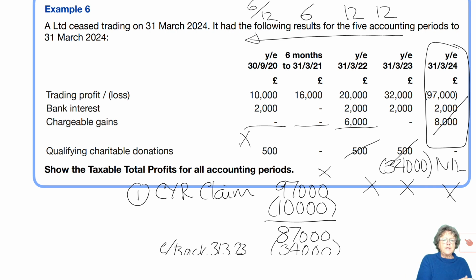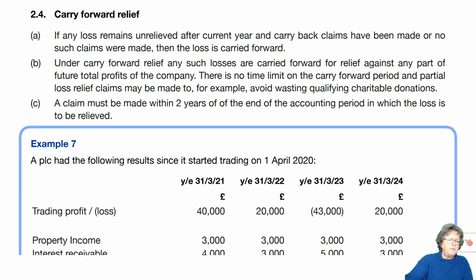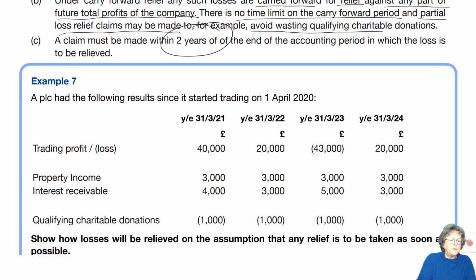So that's how it works. Carry it back 36 months, last in, first out. And now we have carried forward. If any loss remains unrelieved after a current year or a carry back claim, then the loss is carried forward. It's the default position if you do nothing, obviously. Under the carry forward relief, any such losses are carried forward against any part of future total profits of the company. No time limit on the carry forward period. Partial claims may be made, which would then avoid you wasting QCDs, and you must make a claim within 2 years.